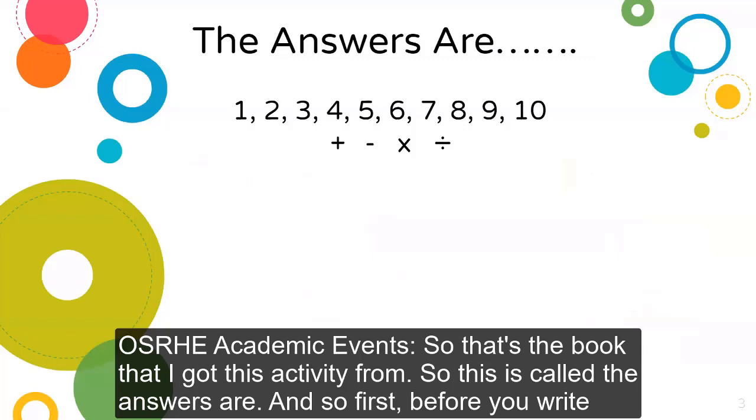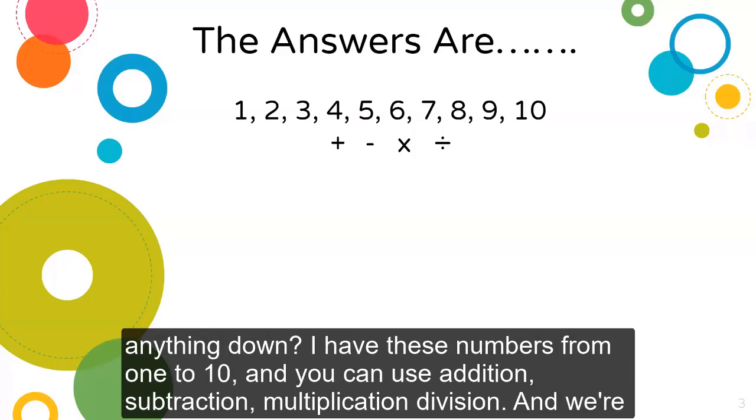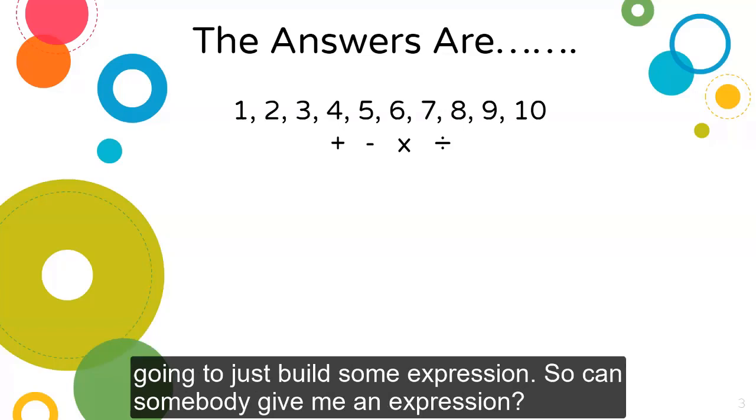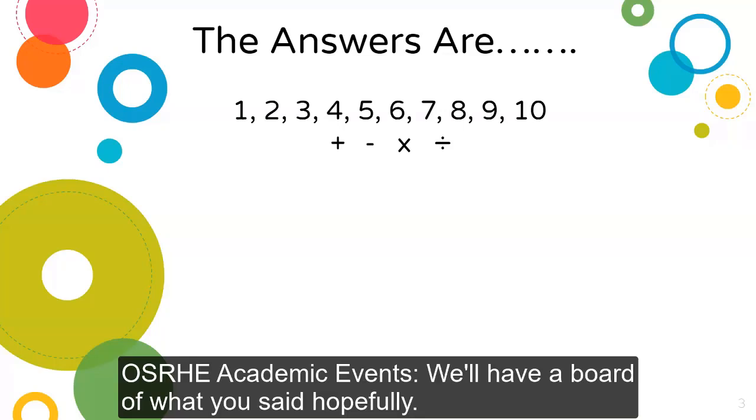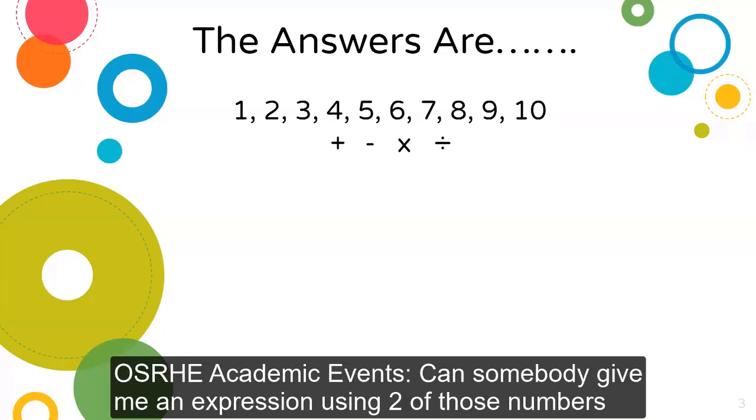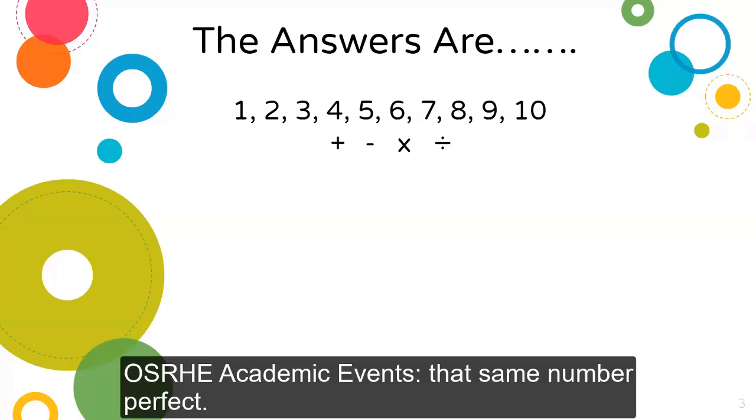So this is called The Answers Are. First, before you write anything down, I have these numbers from 1 to 10. And you can use addition, subtraction, multiplication, division, and we're going to build some expressions. So can somebody give me an expression using two of those numbers? Not the same number twice.